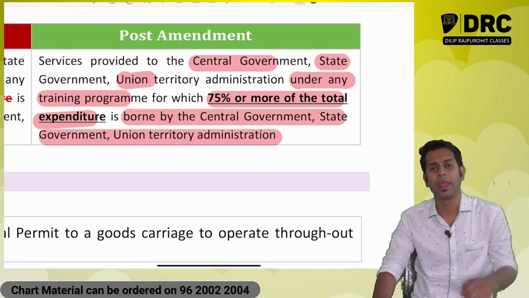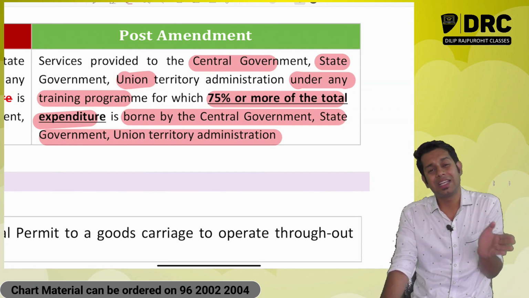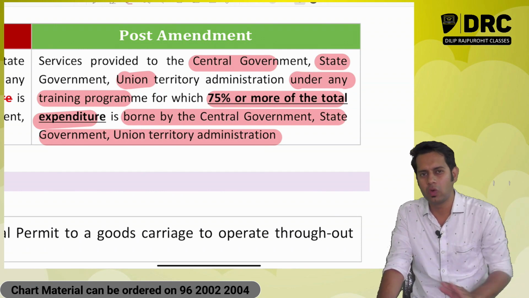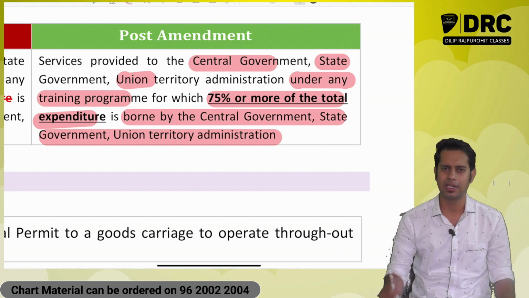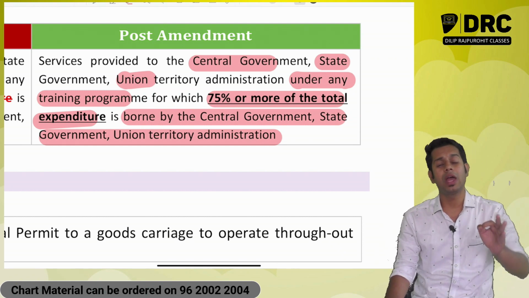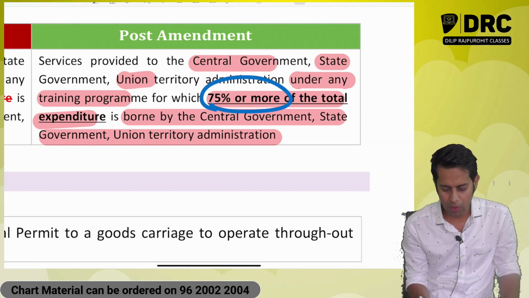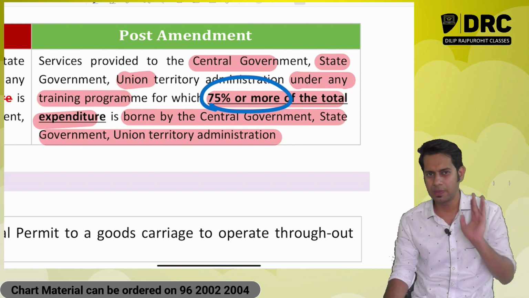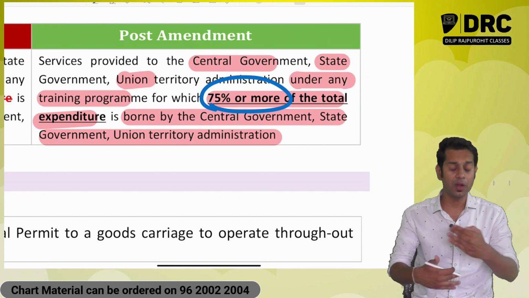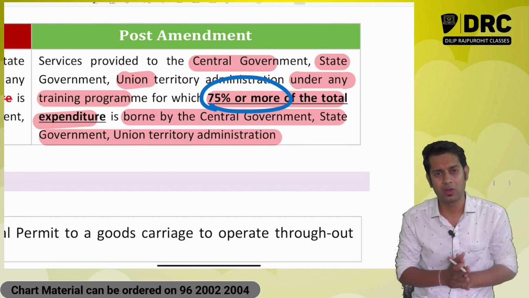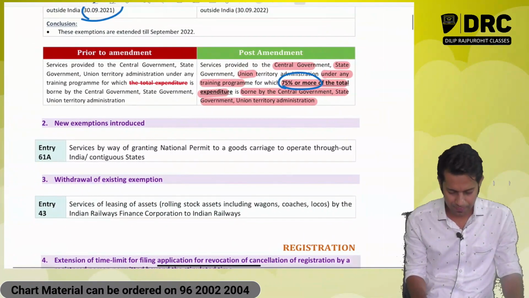So if there is any training program which is conducted and for which the expenditure is borne by central government, state government, local authority. Before, it was 100% of the expenditure that should be borne by central government, state government, local authority, but now they have reduced it to 75%. So now if 75% or more than 75% of the expenditure is borne by central government, state government, then for any training program which is conducted for central government, state government, etc., that exemption will also be available.